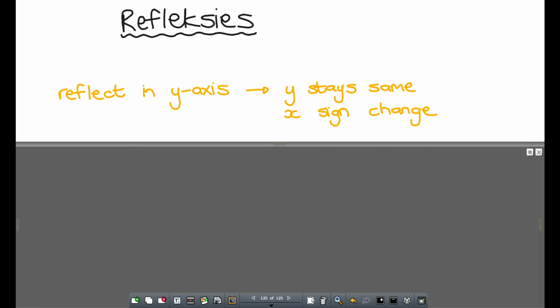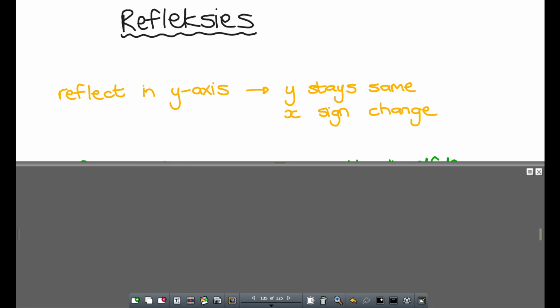Nee. So maak dit vir jou sin. Dis eintlik lekker maklik om te onthou. If I reflect in the y-axis, y stays the same. So die as waarin jy reflekteer, sy waarde bly dieselfde. Because I'm reflecting in the y-axis, the x sign must change. So if we do it the other way around, if my x was negative, it will now become positive. Nee, so dis hoekom ek nie vir jou sê daar, hy raak negatief nie. It's just, it must become the opposite of what the sign was.